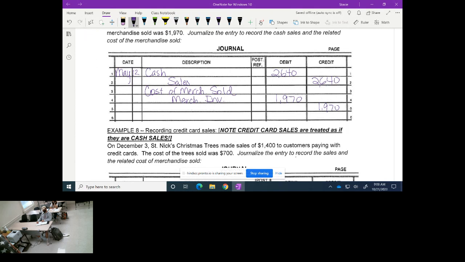But when you do your homework, do cash and, got the wrong one, sorry, cash and cost of merchandise sold, debits, and then your credits. You're smart enough to figure that out.